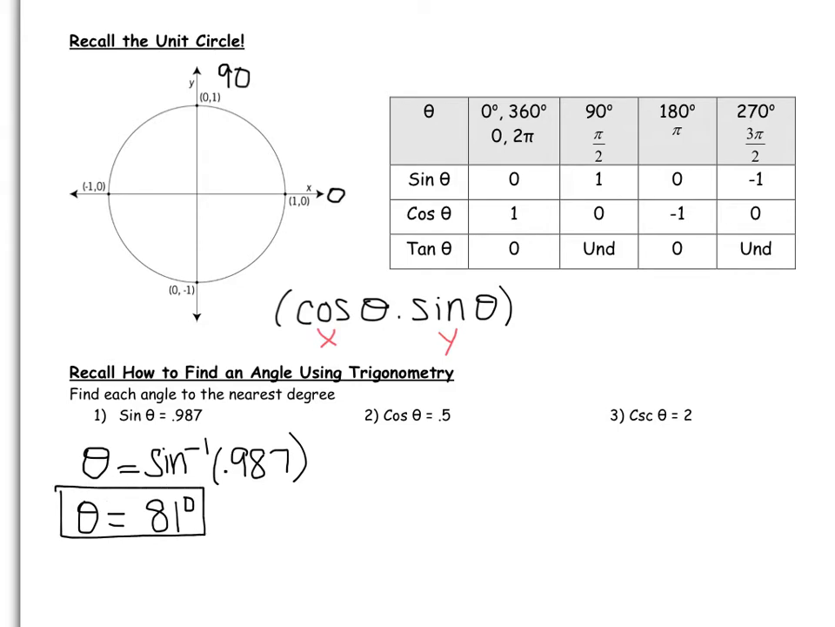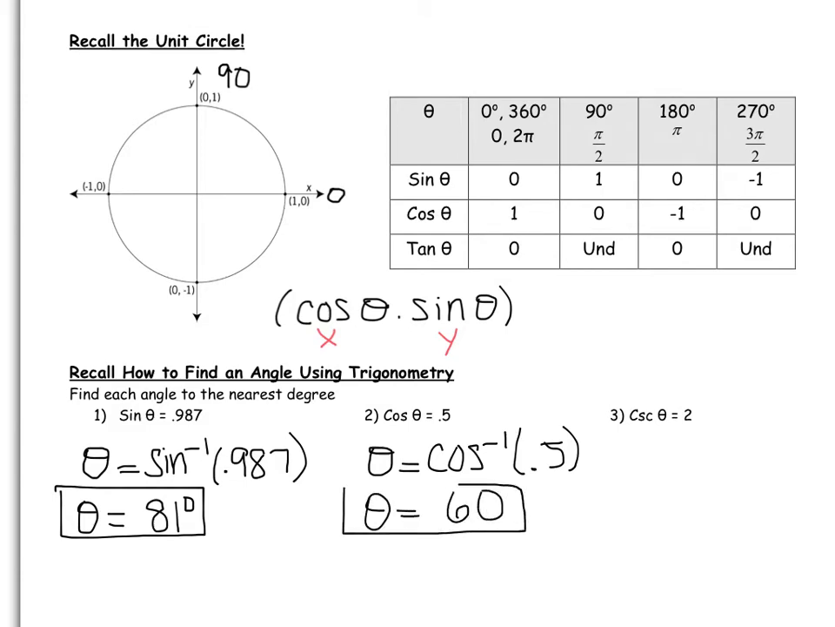Okay, how would we do number 2? Number 2, cosine of theta is equal to 0.5. So if I want to get theta by itself, I have to take the inverse of cosine. That's cos -1, or second cos. So do second cos, go ahead and plug that into your calculator, of 0.5, and hit enter. You should get 60. Please make sure your calculator is in degree mode, otherwise your answers will be different.